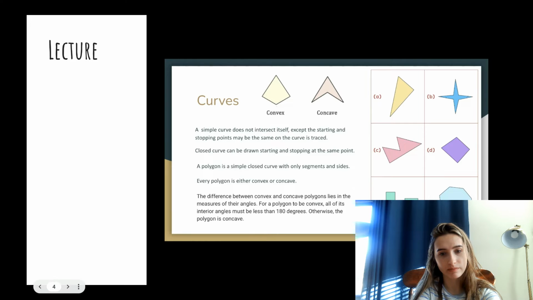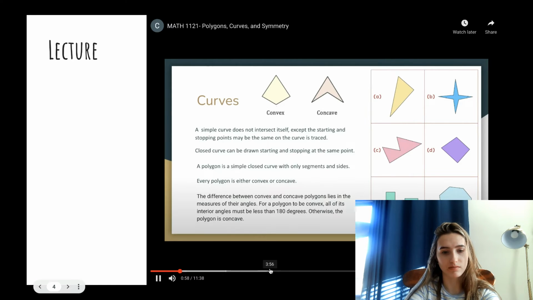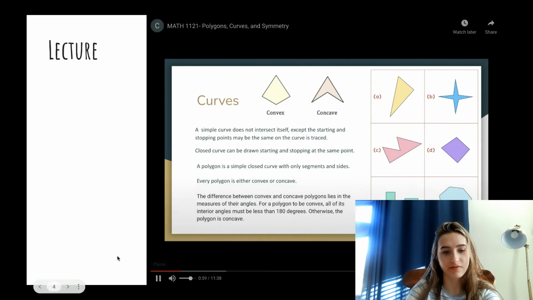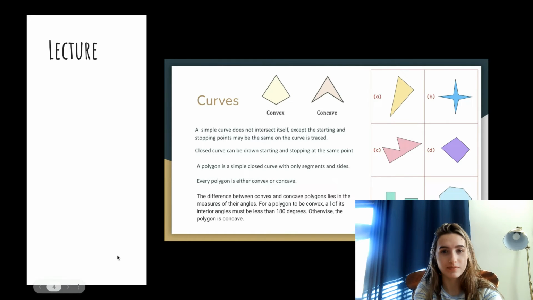The difference between convex and concave polygons lies in the measure of their angles. For a polygon to be convex, all of its interior angles must be less than 180 degrees. Students, I also suggest that you are taking notes right now, as that will help you later in this lesson. Otherwise, the polygon is concave.